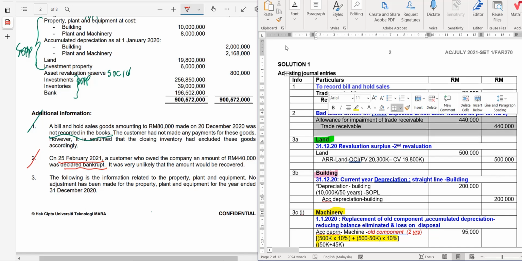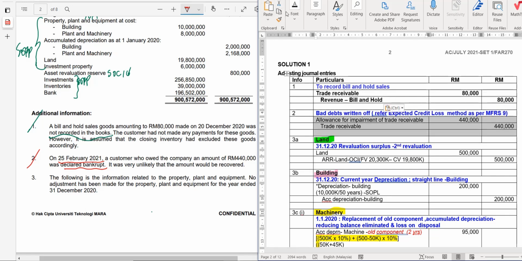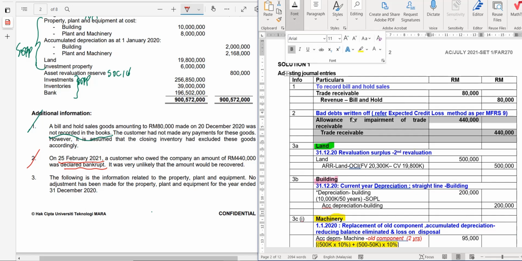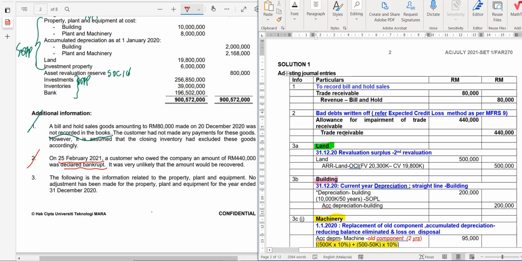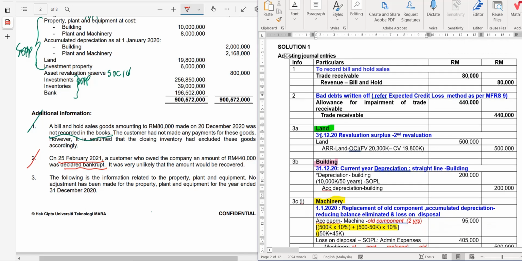You are going to debit the allowance for impairment since the allowance has been provided. So now you are going to go and adjust against the allowance. The trade receivable will also be credited. So that is your journal entry for 440,000. Later you may have to adjust also your allowance for impairment of trade receivable.